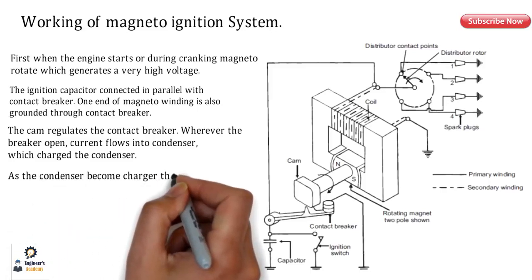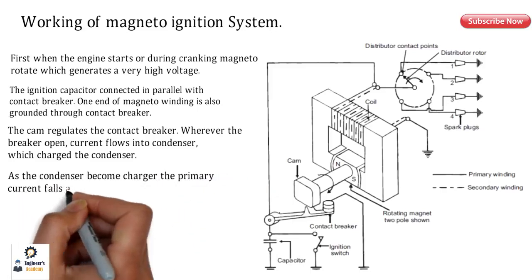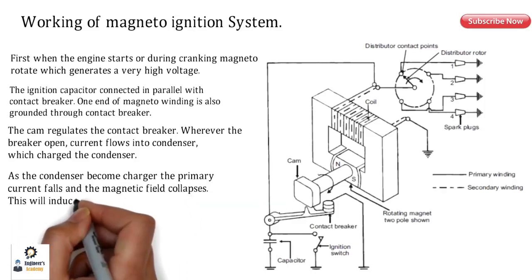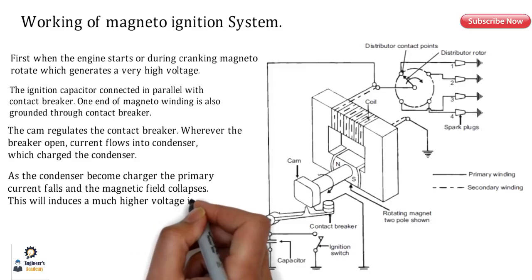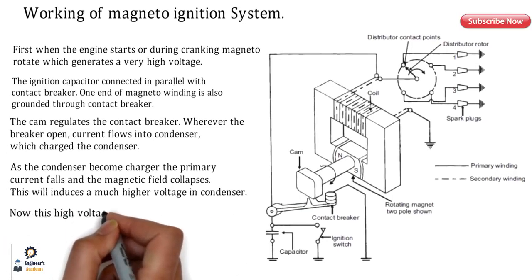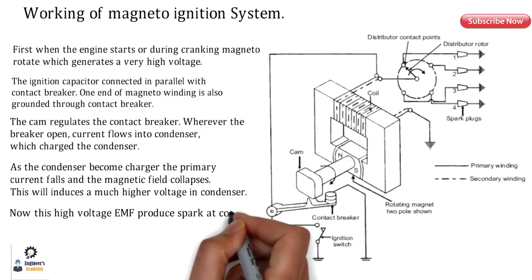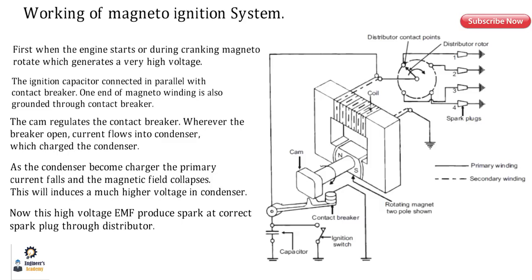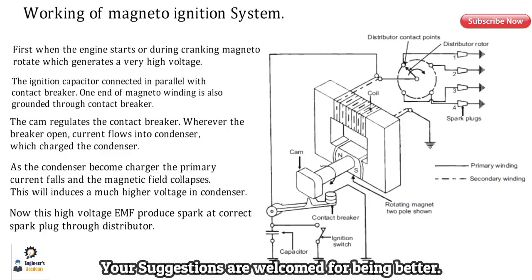So as the condenser becomes charged, the primary current falls and the magnetic field collapses. So this will induce a much higher voltage. So as there is a much higher voltage, a very high voltage EMF gets generated, and which produces the spark at the spark plug through the distributor. So guys, this is how the magneto ignition system works.